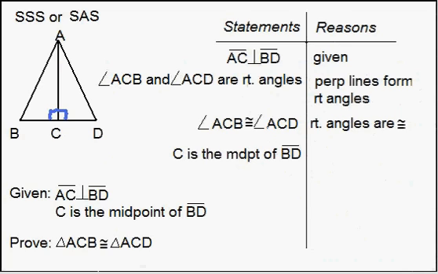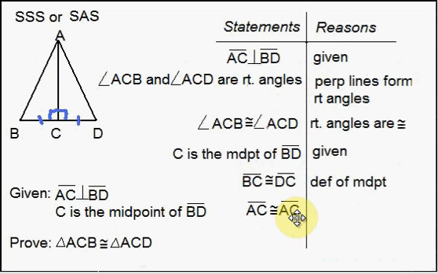Let's go ahead and put the given down. And that is by definition. Okay, now we know that this is congruent to this. Now, do you see another line segment that is obviously congruent? AC is congruent to line segment AC, and that is reflexive property.